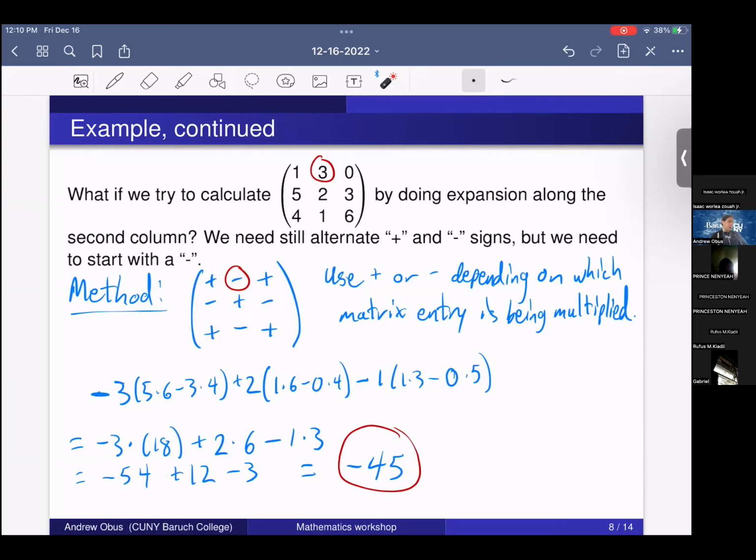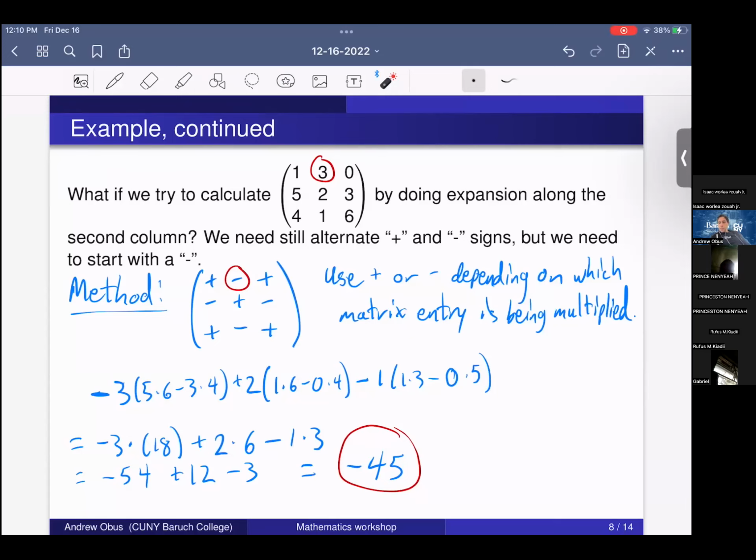So you're always using the appropriate plus or minus sign based on this diagram, no matter what row or column you use. As a nice challenge exercise, you can try to do this determinant with the third column or with the second row or with the third row. These are all things we haven't done yet. And your answer should come out to be minus 45 no matter what you do. So it's this kind of amazing determinant formula where no matter what row or what column you use, you're always going to get the same answer. And this is the determinant for the matrix.